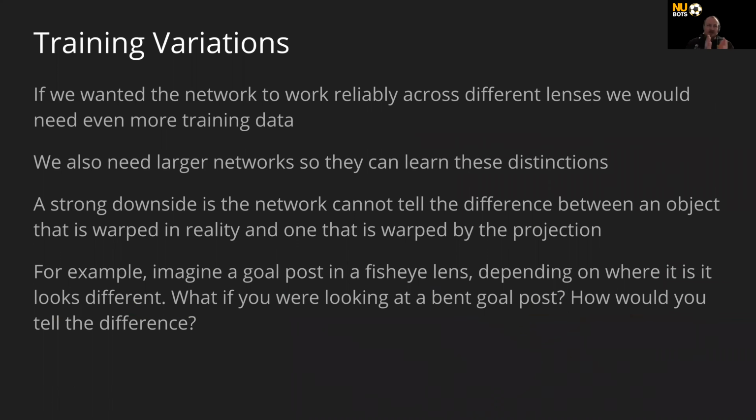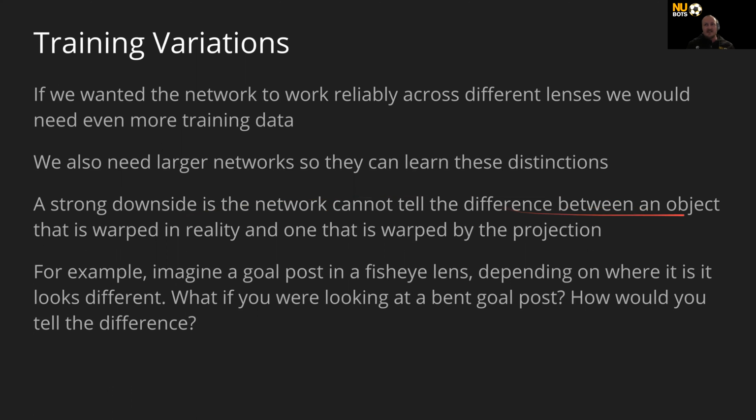Because now goalposts don't just look like straight lines anymore. They might look like bent lines. They might look like straight lines. So we also need larger networks because we're trying to detect more complicated objects. We're no longer just saying, hey, a goalpost is a straight line. We're saying, hey, goalposts are sort of wobbly lines that might be straight and might not be straight. And this also brings with it a downside.